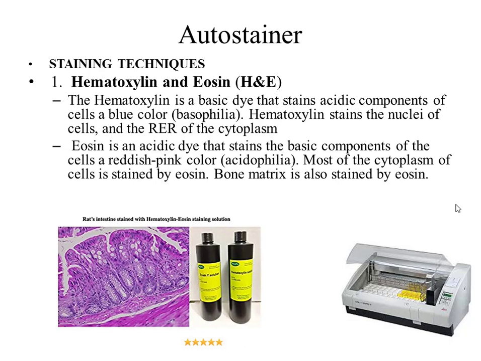First staining technology is hematoxylin and eosin. The hematoxylin is basic, and stains acidic components of the cells a blue color, basophilia. Hematoxylin stains the nuclei of the cells and the endoplasmic reticulum of the cytoplasm. Eosin is an acidic dye that stains the basic components of the cells a reddish pink color, acidophilia. Most often, cytoplasm of the cells is stained by eosin. Bone matrix is also stained by eosin.